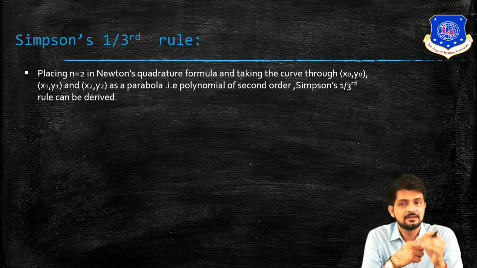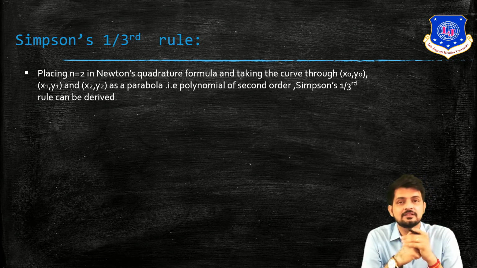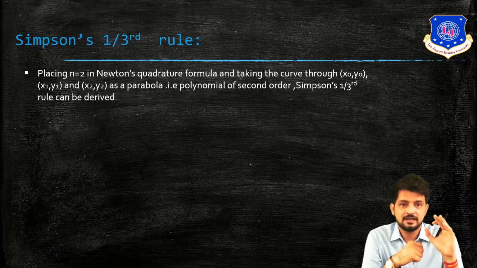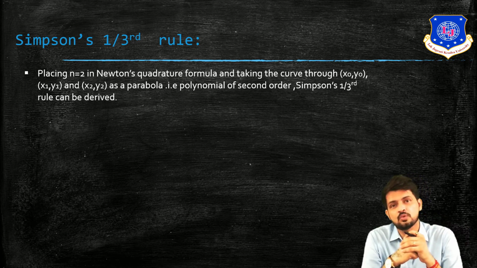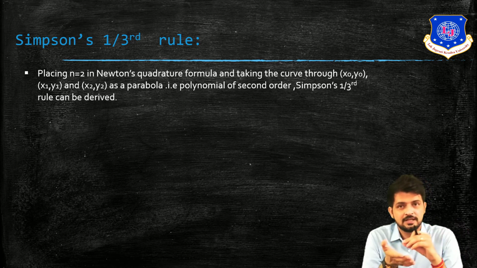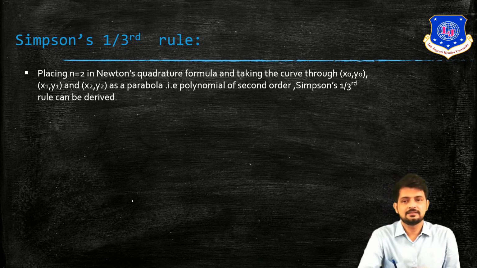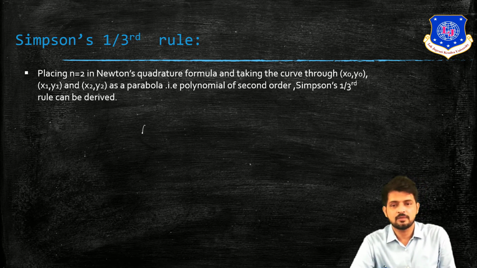In this method, what we have to do? We have to place n equal to 2 and take 3 points, x0, y0, x1, y1 and x2, y2, and we have to consider the differences up to second order, because the higher order differences after second order will be 0, since we are taking only 3 points, and the shape will be like a parabola.